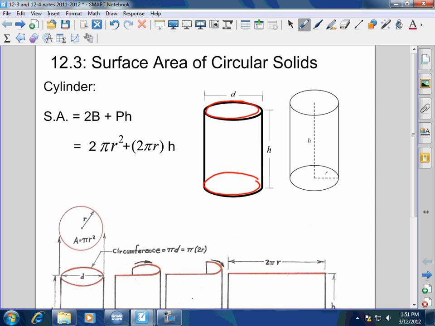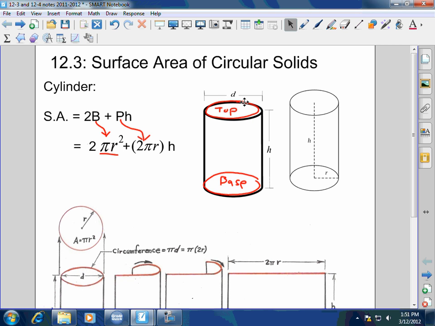Now, in this particular case, since we're talking about a cylinder, the base area is pi r squared. So 2 times pi r squared, because I have the top, and then I have the base. So that's why I have 2 times base area, just like a regular prism, plus perimeter of the base times the height. Well, in this particular case, perimeter of a circle is called circumference. So that's 2 pi r times the height.